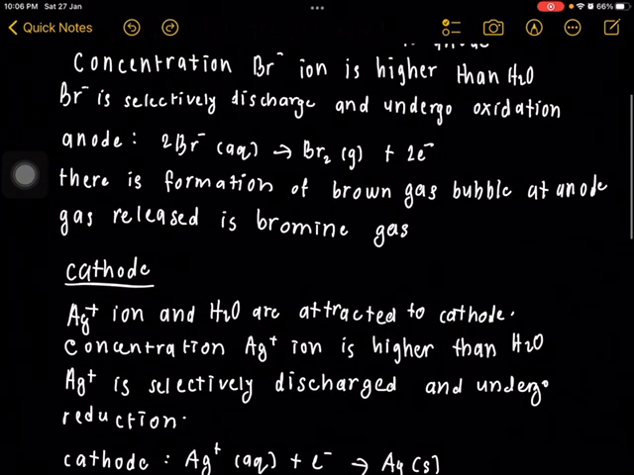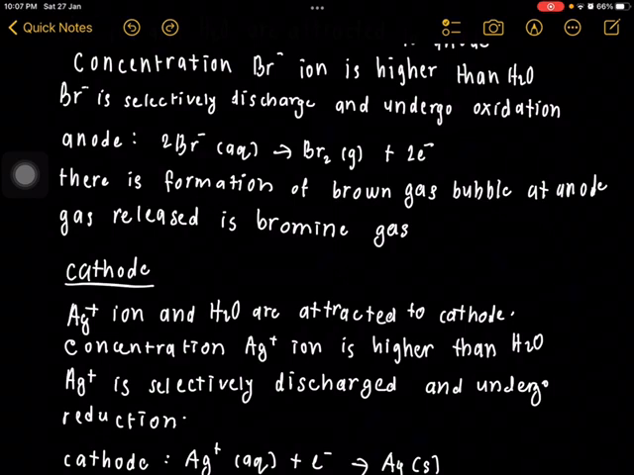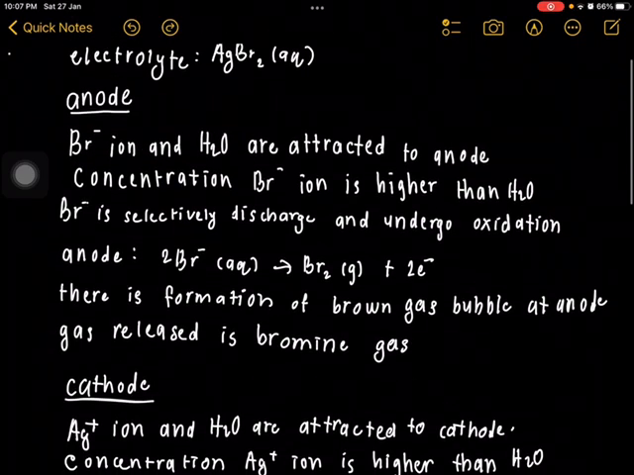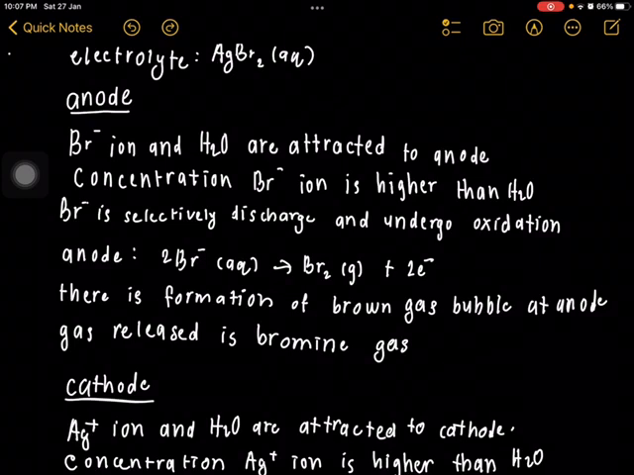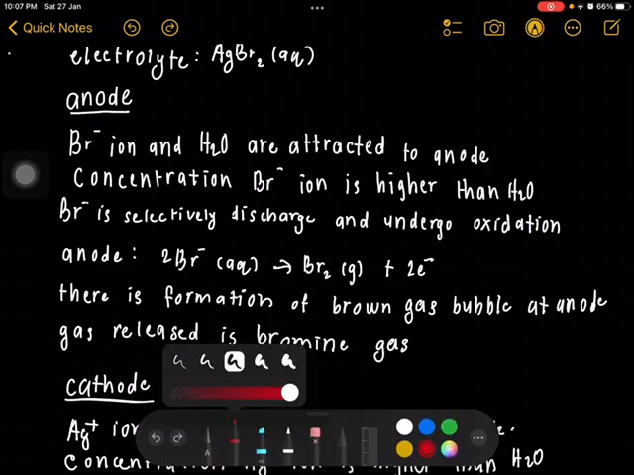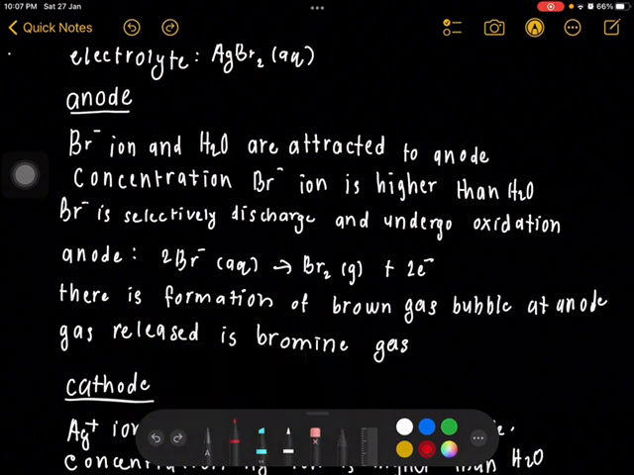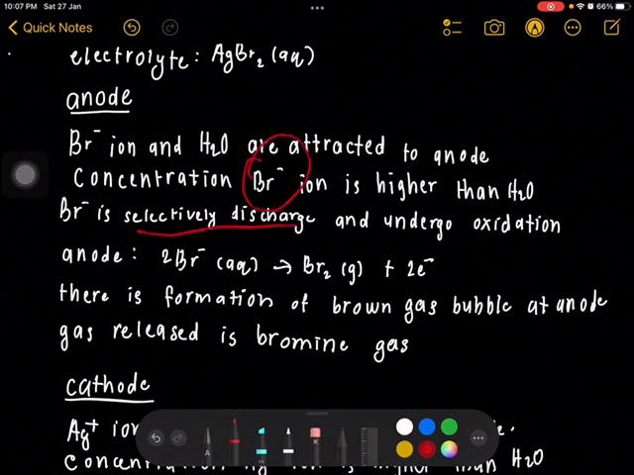But for the cation, which is Ag+, it is selectively discharged because it is more concentrated in the electrolyte compared to water. Let's take a look at our anode terminal. For the first point, Br- ion and H2O are attracted to the anode. But we choose Br- ion to be selectively discharged because it has higher concentration compared to H2O. So at the anode, this ion will undergo oxidation.